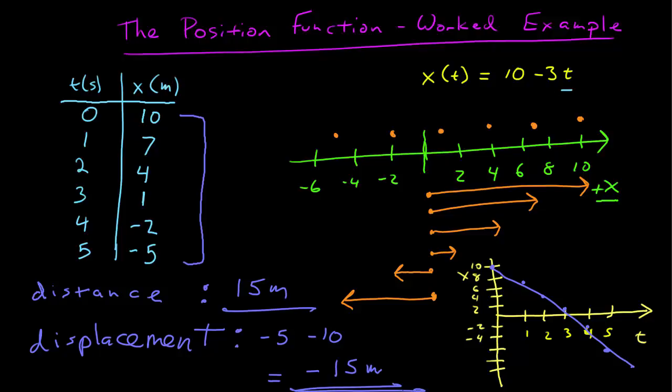So the displacement is a vector of magnitude 15 meters and pointing in the negative x direction.